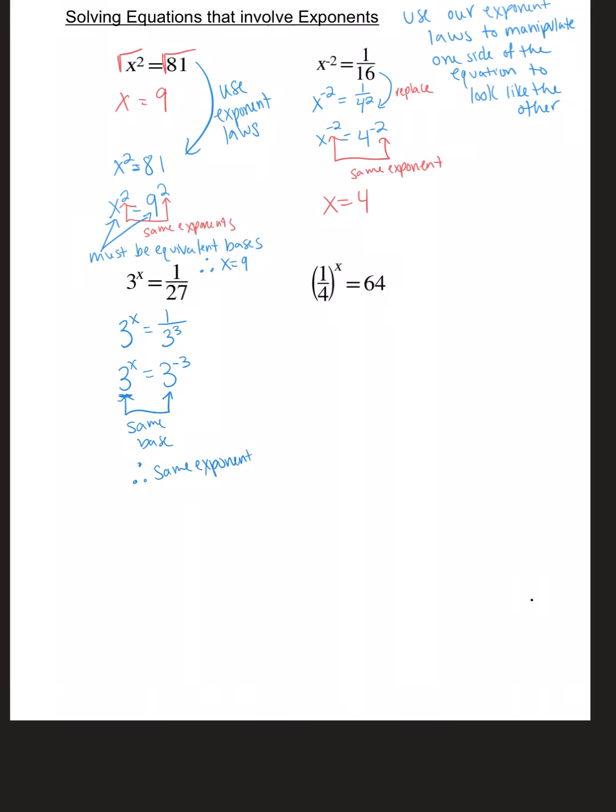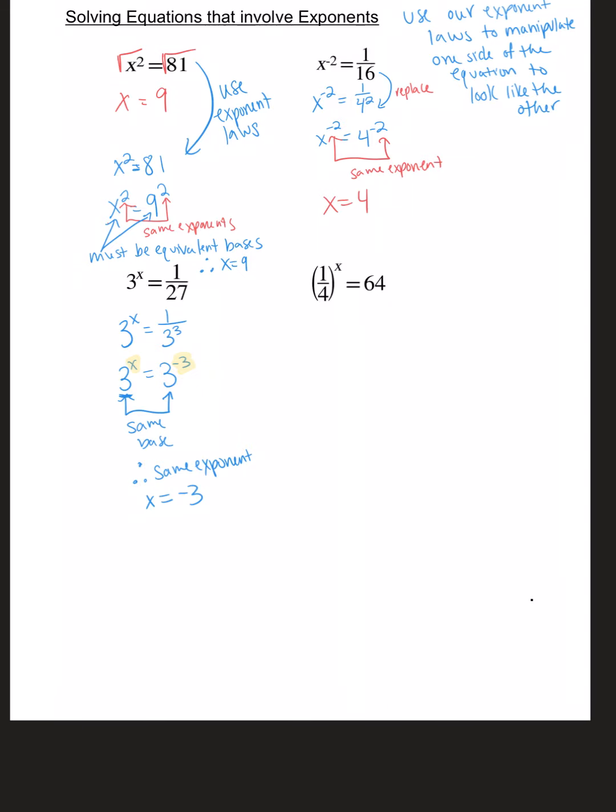So if our bases are 3 on both sides, then our exponents must be the same. So we have to say x is equal to negative 3, right? My exponent, x, must be equal to my exponent on the other side of the equation as well, for that equation to be true. Okay, let's look at one more for today. So if we have 1/4 and we're raising that to a power of x, again, how can we rewrite one side of the equation to look like the other? And we're going to try 2 different ways this time.